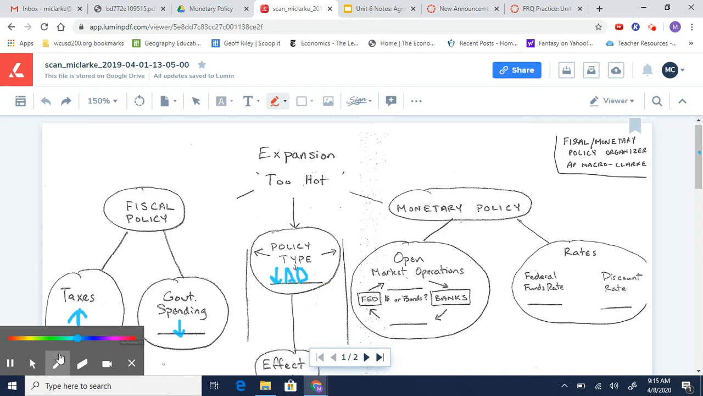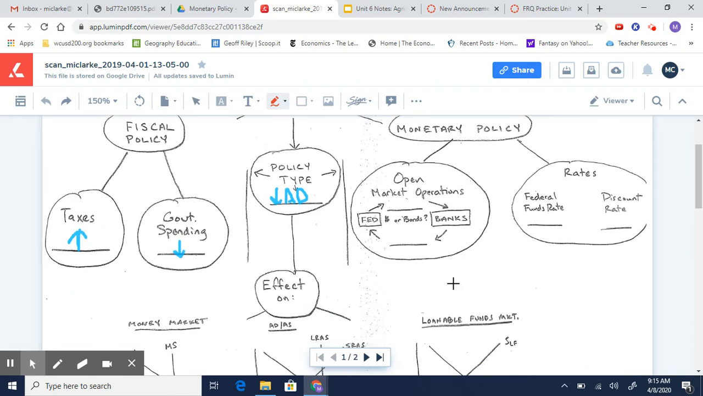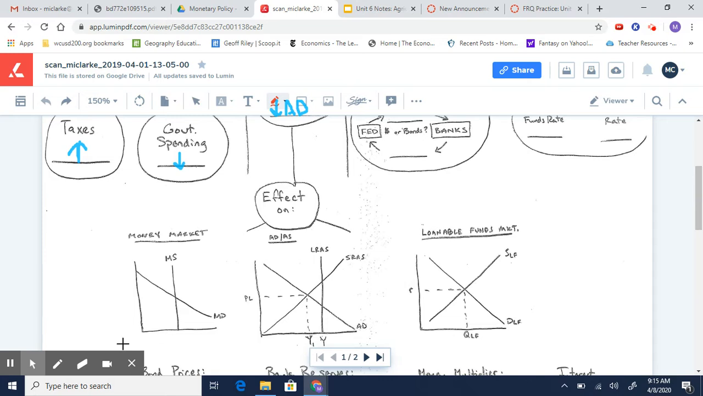It says right here, effect on aggregate demand. So what you'd show in a graph, sticking with fiscal policy right here, starting off, your long run should be over here. And with the decrease in government spending and the increase in taxes, that means aggregate demand is going to shift to the left.